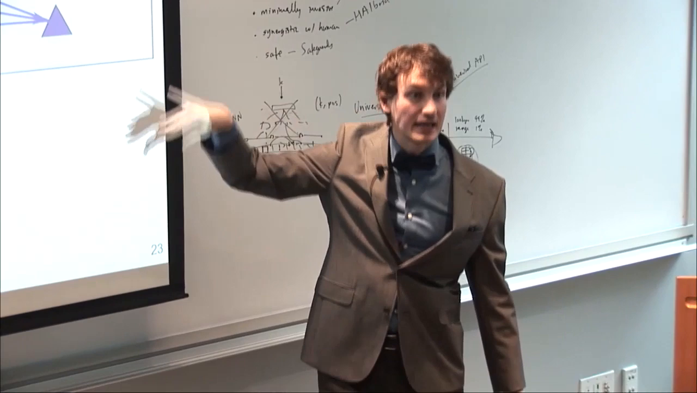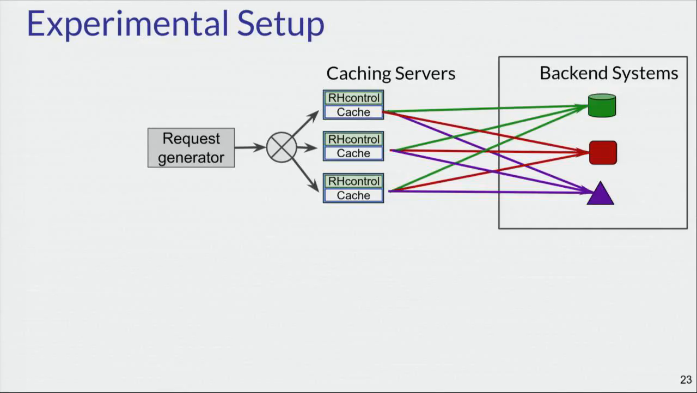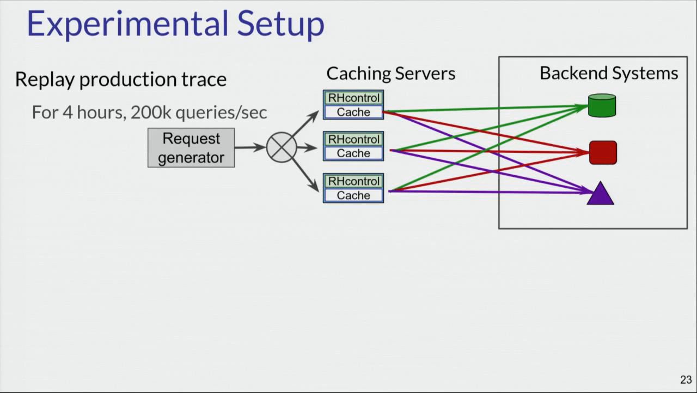So what does that mean? Well, we put a request generator in front of it and replay one of the production traces we have for a couple of hours at a time, at a similar rate of queries as you see in production. And then we built a couple of caching servers and 20 different backend systems, where each backend system runs up to 10 servers each. So overall, you're looking at about 100 servers in that experiment.